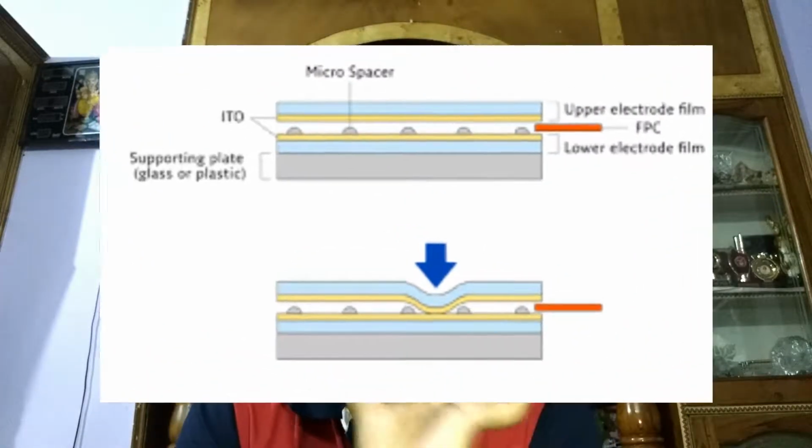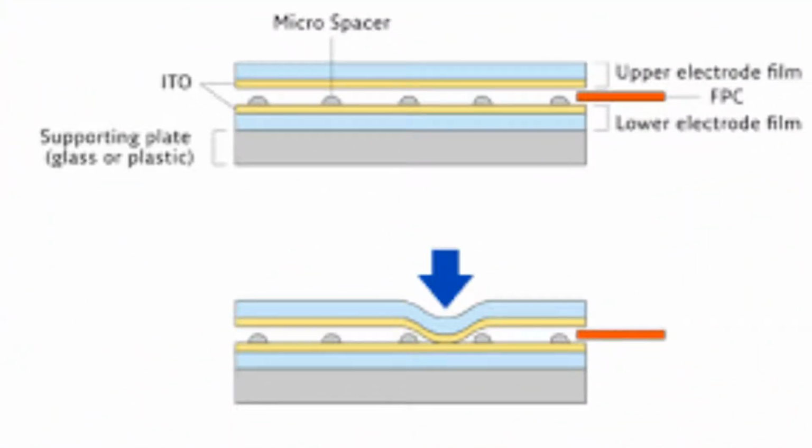Actually, in the resistive type there are two layers, the first and the second layer. The first layer is flexible, and the second layer is a rigid glass body, and there is a specific gap between both layers. Both are transparent, and a conducting coating is applied. Normally we term it ITO, indium tin oxide, and it is applied on both layers.